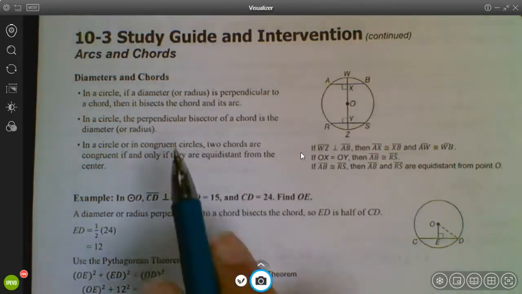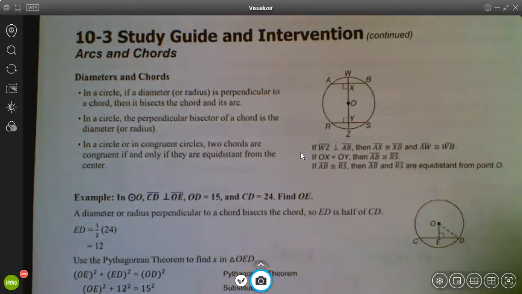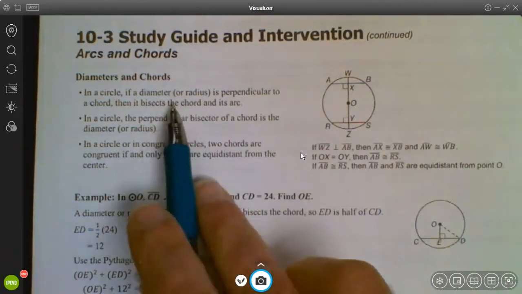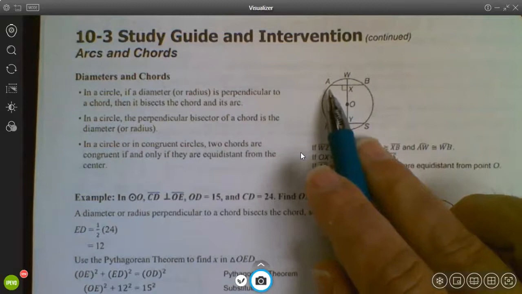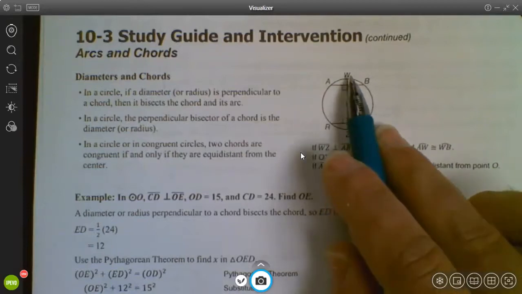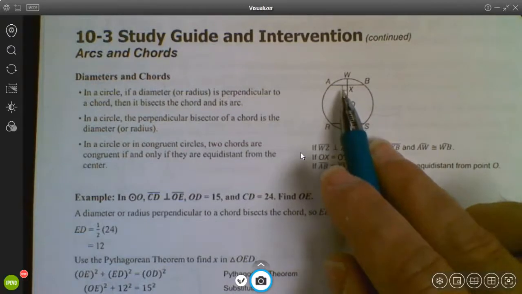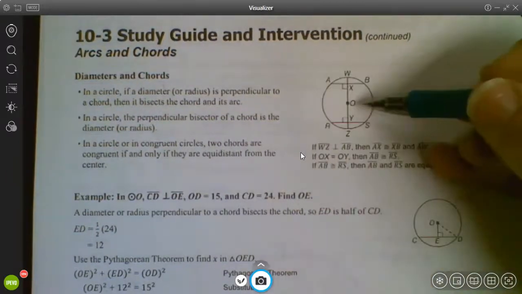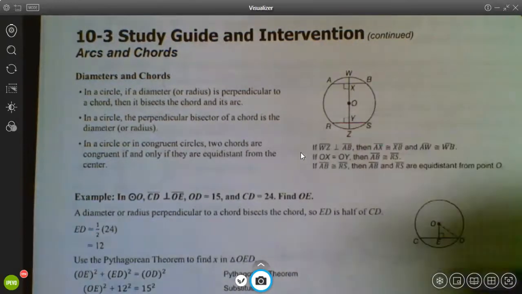All right. So in a circle, the perpendicular bisector of the chord is the diameter or a radius. Here's what they mean by that. It's sort of the converse of this, right? They're saying, well, what if you know that AB was bisected, and if you know that OW, or even this one, ZW, is perpendicular to that chord. So if it's perpendicular to the chord and it bisects it, if both those things are true, well then the segment you're talking about has to be the radius, or it has to be the diameter, right? That's kind of the converse of that statement.